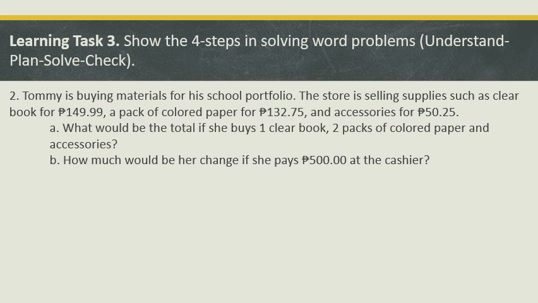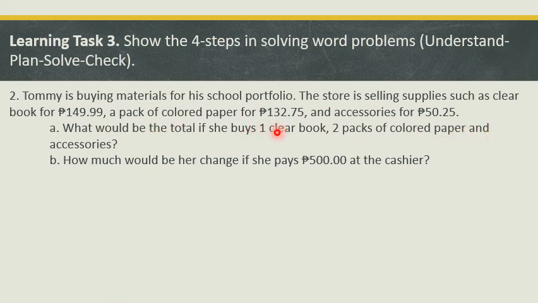Number 2, Tommy is buying materials for his school portfolio. The store is selling supplies such as clear book for 149 pesos and 99 centavos, a pack of colored paper for 132 pesos and 75 centavos, and accessories for 50 pesos and 25 centavos. What would be the total if she buys one clear book, 2 packs of colored paper, and accessories?